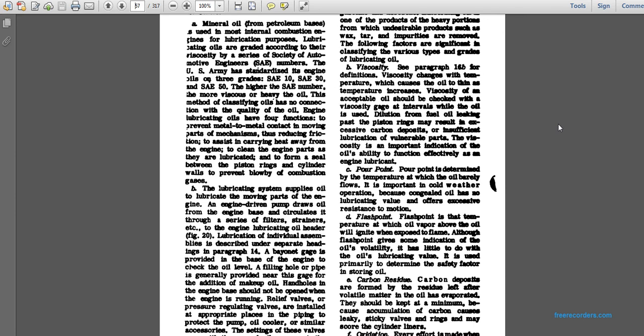Alright, chapter 5. Pour point is determined by the temperature at which the oil barely flows, which is important in cold weather operation, because congealed oil has no lubricating value and offers excessive resistance to motion. Flash point is the temperature at which the oil vapor above the oil will ignite when exposed to a flame. Although the flash point gives an indication of the oil's volatility, it has little to do with it. The flash point is used primarily to determine the safety factor of the stored oil.